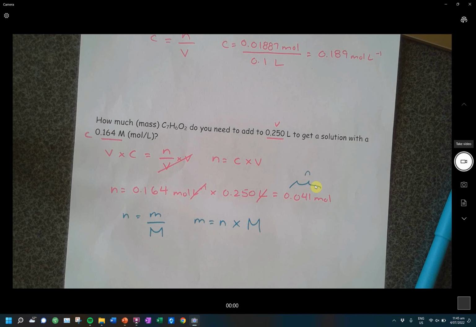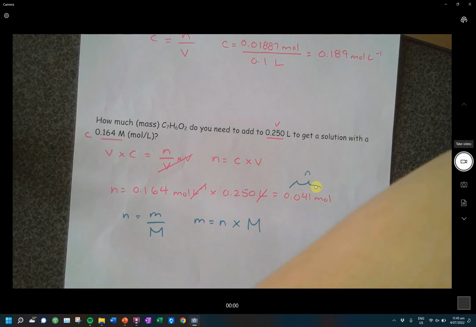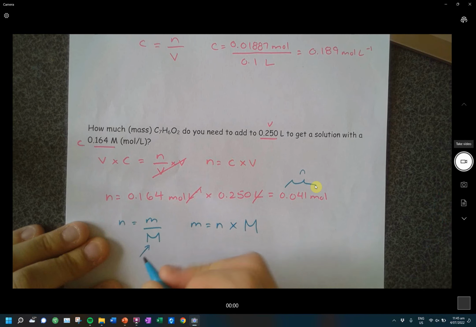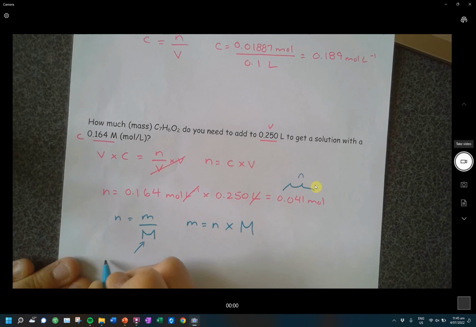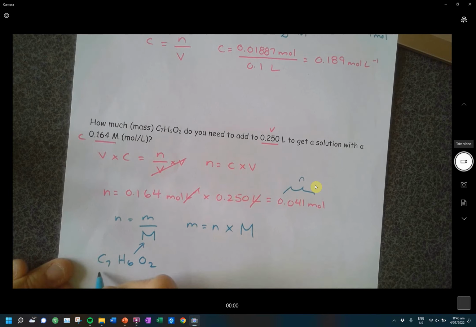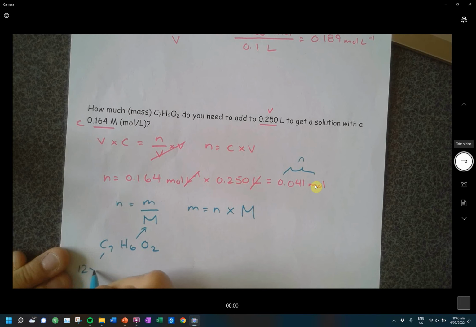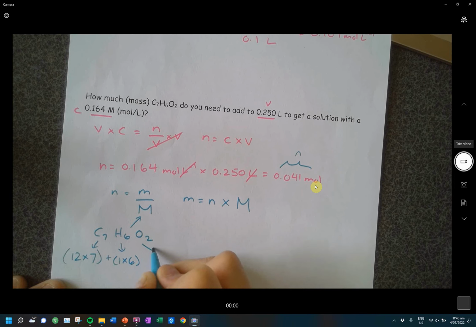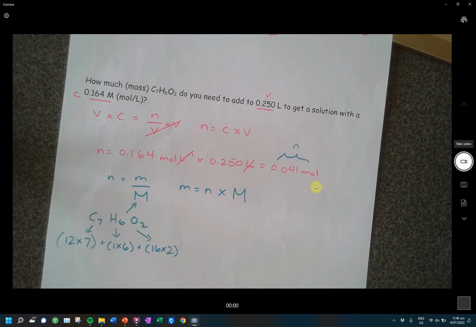All right. So I need to figure out what the big M is. In most cases, we will give you the big M. You don't have to worry about calculating it. But if you were to calculate what big M is, remember you're looking at the formula here. C7H6O2. So for the C7, I have 12 times 7, because I'm taking the masses. The hydrogen, which is 1 times 6. And then the oxygen, which is 16 times 2. Those are the atomic masses. I'm taking them off of the periodic table. Are we okay with that so far?